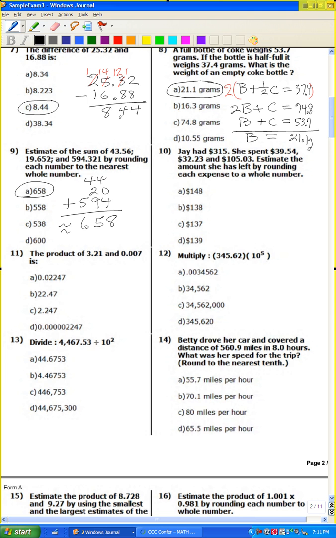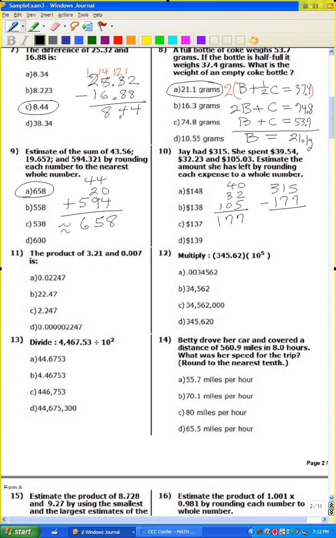Let me do problem number 10. Jay had $315. She spent $39.54, $32.23, $105.03. Estimate the amount she had left by rounding each expense to a whole number. So let's round each expense. 39.54 is approximately 40. 32.23 is approximately 32. 105.03 is approximately 105. So that's 177. And so she originally had $315.